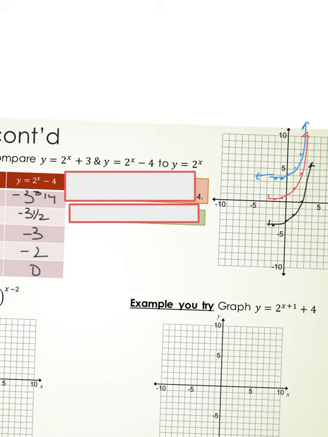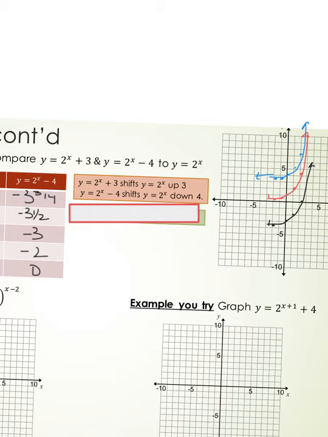So, note to self, our transformations, this time we had vertical shifts. So y equals 2 to the x plus 3 shifted y equals 2 to the x up 3, and y equals 2 to the x minus 4 shifted y equals 2 to the x down 4.